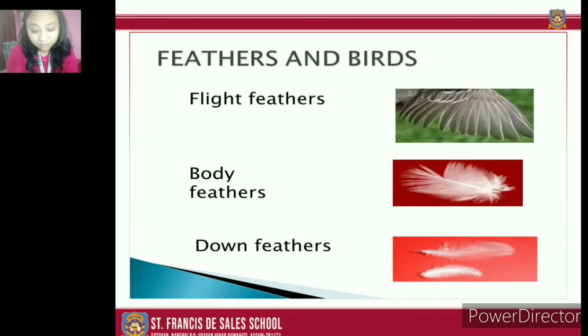Second is the body feathers. The body feathers cover the rest of the body of the birds and they give the basic shape to a bird. Then come the flight feathers, which are present on the tail and on the wings of a bird, which help them to fly high and also to change their direction while they are flying.